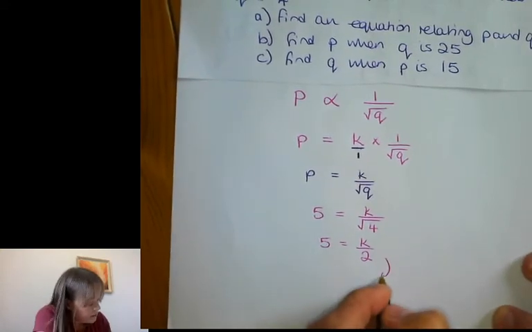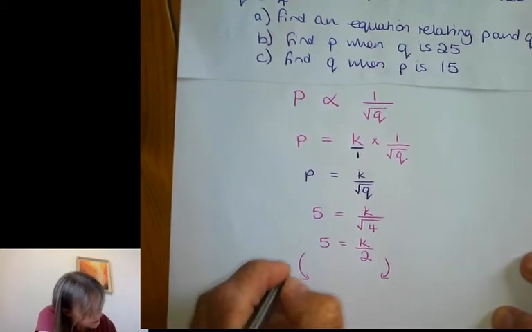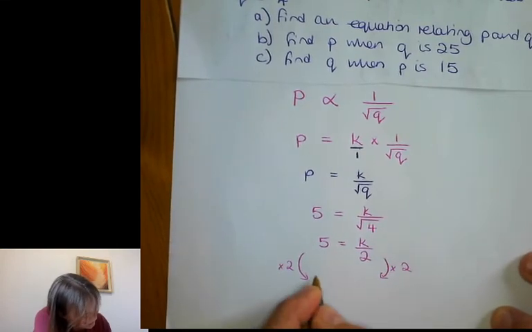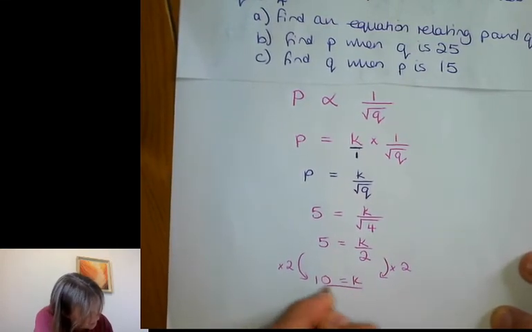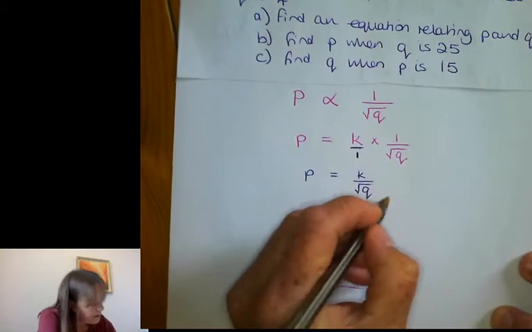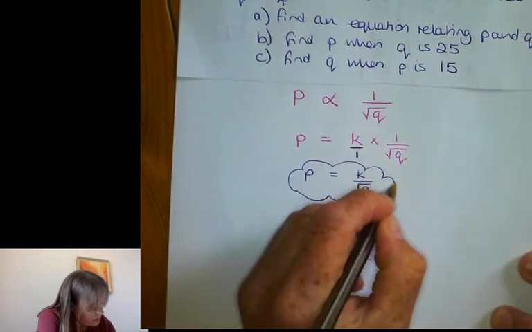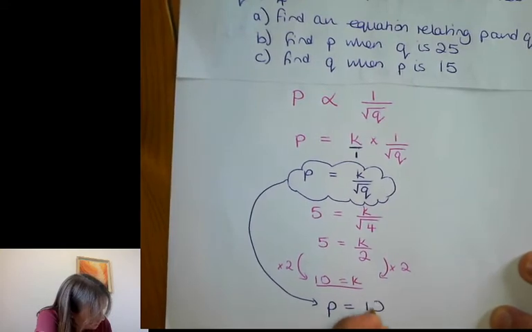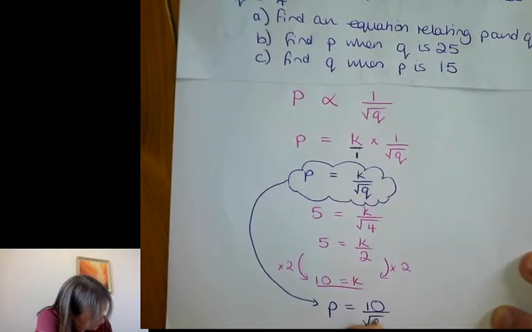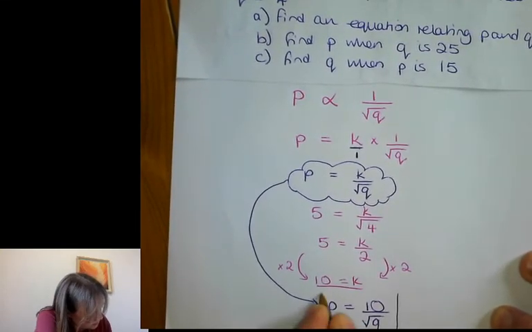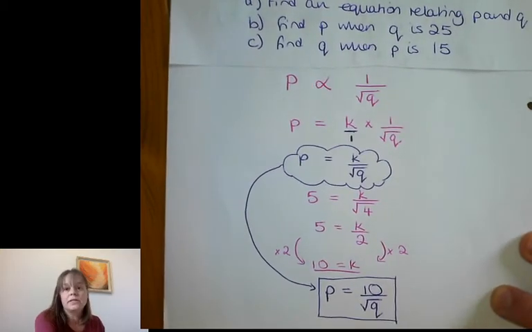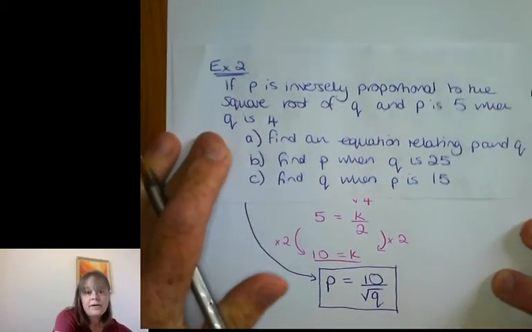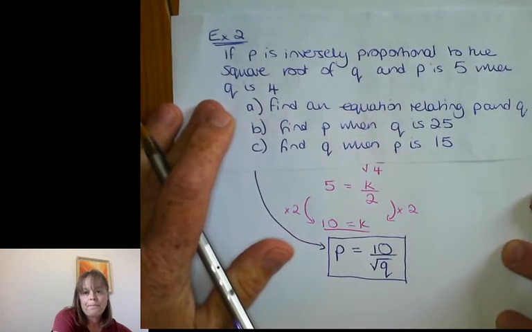Get k on its own, got to get rid of the divide by 2. Opposite of dividing by 2 is to multiply by 2. Tells me that k is 10. Don't forget, haven't finished. Grab the equation, insert the k value. That's the equation I'm going to work off for the rest of this example. Okay, so I found my equation relating P and Q.